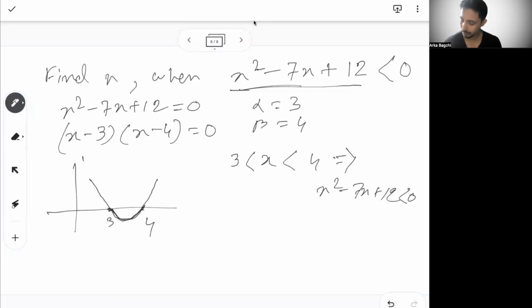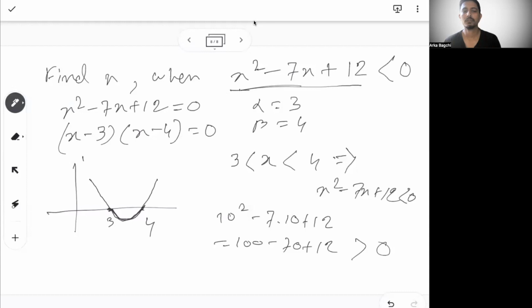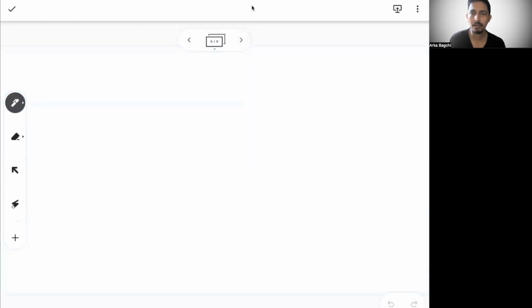Even if you take 10, which is right of beta or right of 4, you take 10 square minus 7 into 10 plus 12. This is 100 minus 70 plus 12, which is greater than 0. So you can see left of 3, right of 4, it's always greater than 0. Between 3 and 4, it's only when it is less than 0. So this is a very important understanding of how to understand it graphically for the inequalities in quadratic equation, right?